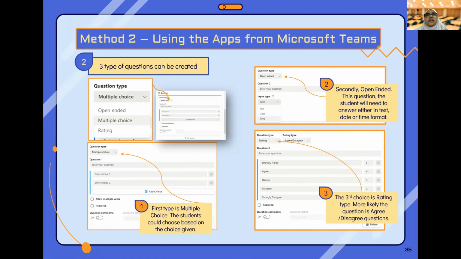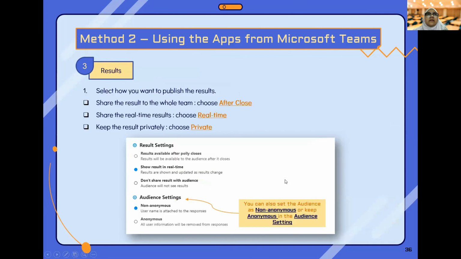And then second one is open-ended. Open-ended is like fill in the blank. So there are 3 types also: text only, date, or time. Format, you can choose which format that you want to make for your question. And the third one is rating. So the third one, rating, is like strongly agree, strongly disagree.